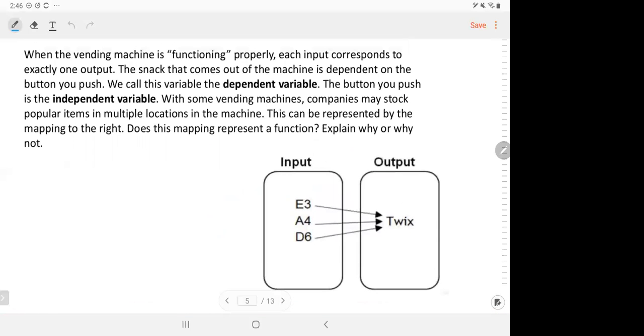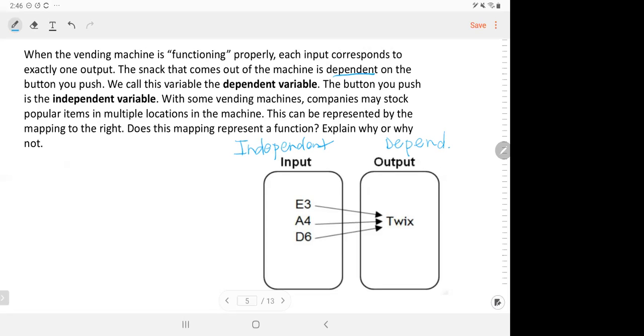When the vending machine is functioning properly, each input corresponds to exactly one output. The snack that comes out of the vending machine is dependent on the button you push. So the snack is the dependent variable. And the button you push is the independent variable. I think of the input starts with an I, so does independent. So input is independent.